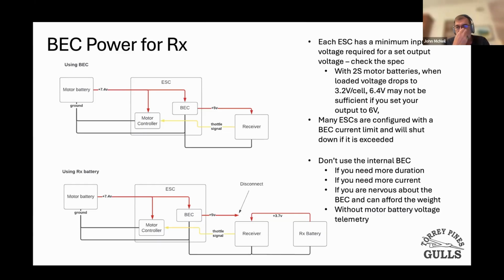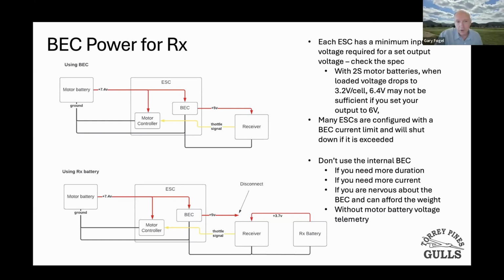And if you put the output at 6, the BEC may actually fail, or at least lower its voltage. And Castle, the folks at Castle are good enough to tell you exactly how some of their BECs fail. And most companies, you're lucky if they even tell you any of this stuff.